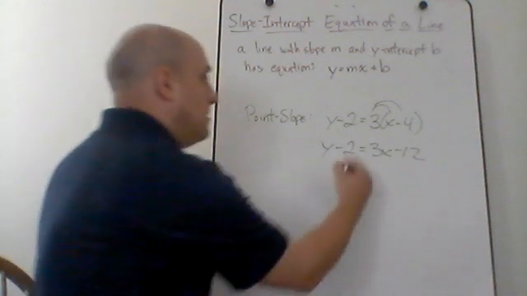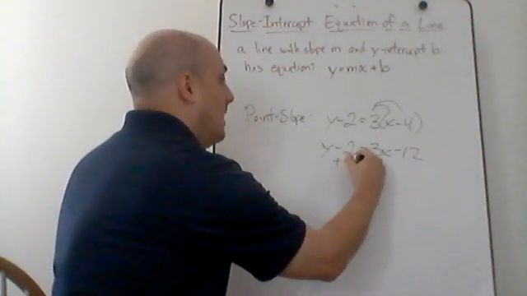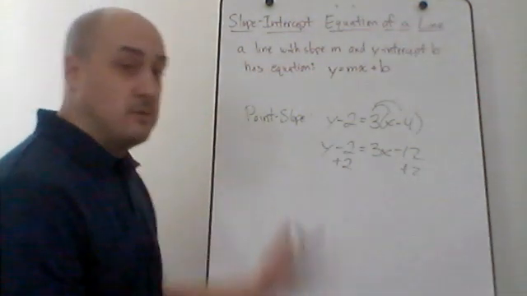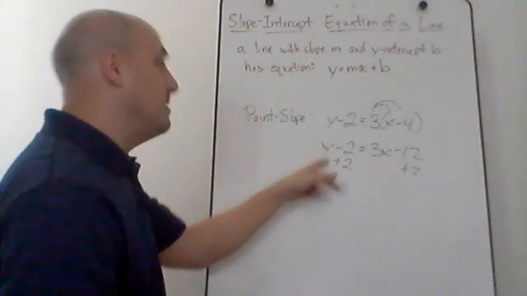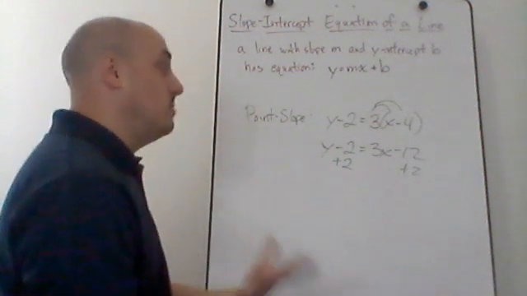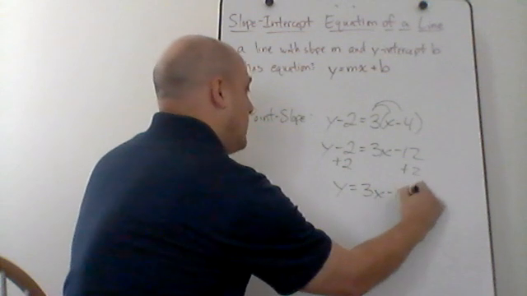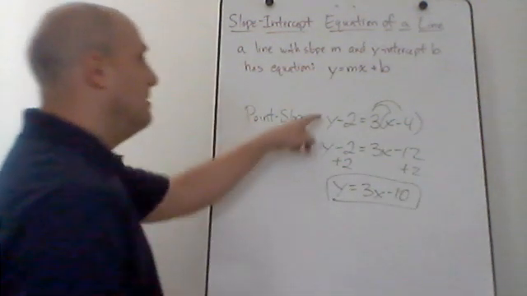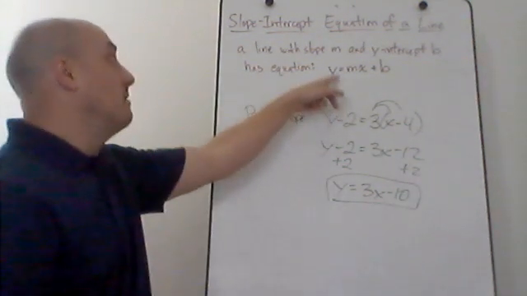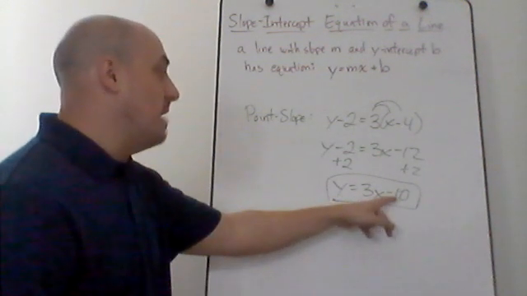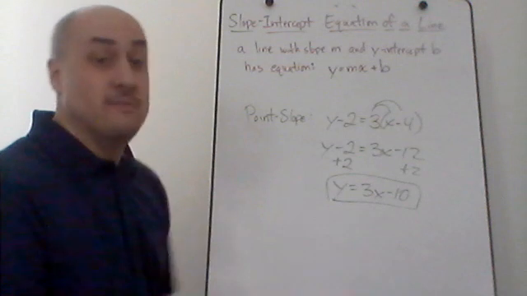My second step is to take whatever number's over here with the y, and either add or subtract that to the other side, depending on if it's a plus or a minus here. Since it's a minus 2, I do the opposite of minus 2, which is plus 2. So I end up with y equals 3x minus 10. And now I have this same equation, but in the slope-intercept form, which means it has a slope of 3, and this graph is going to have a y-intercept of negative 10.